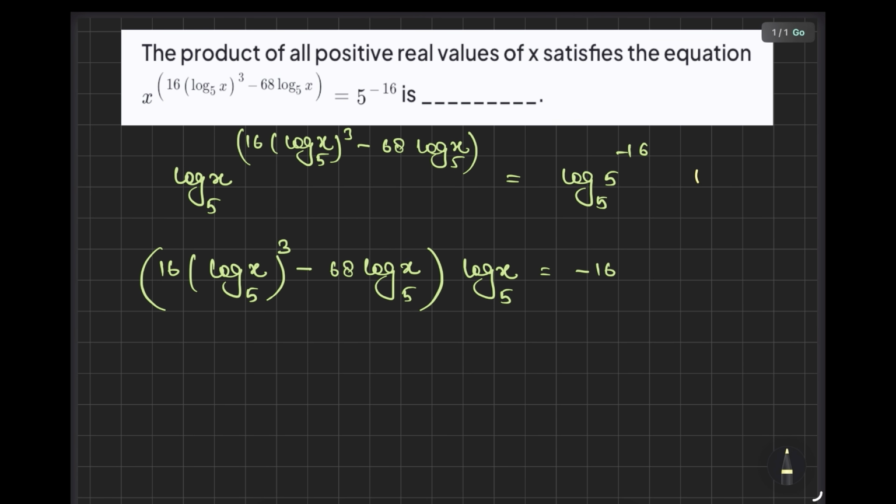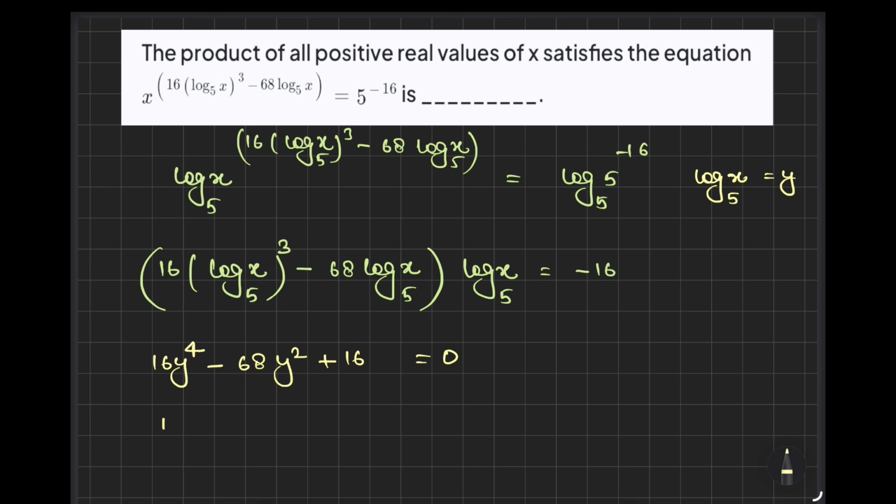Also, what we will do is write log x base 5 to be y. So it is y power 3 into y, so it will become y power 4. So 16 y power 4 minus 68 y square plus 16 equals 0. Okay. So I will divide both sides by 4.